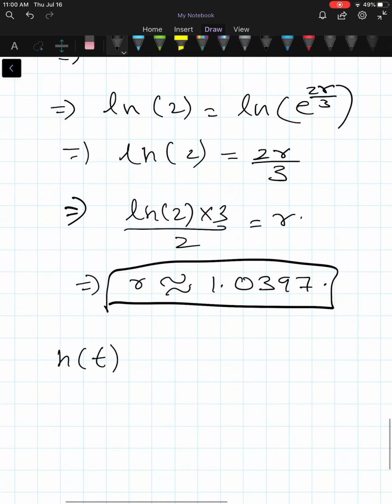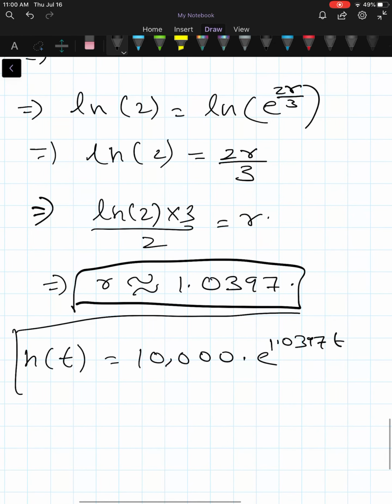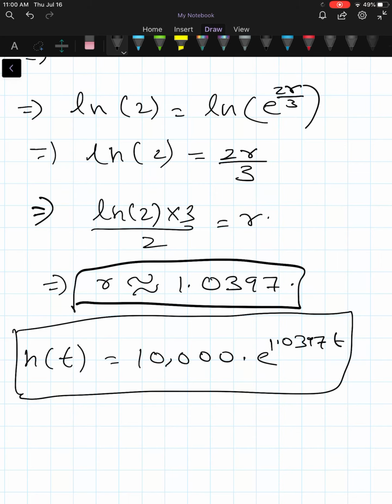So now we know what r is, and we know the initial value. To write the model, we write n of t is equal to 10,000 times e to the power of 1.0397t. So this is the exponential model in terms of e. You can convert the doubling time model with suitable data into a relative growth rate model. You can convert a base 2 model to a base e model in this way.